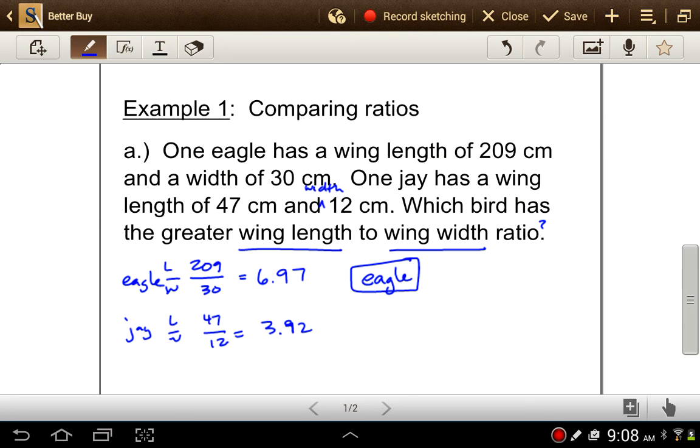Okay, so that's example 1. If you need to pause, go ahead. Otherwise, I'm going to move on to example 2.